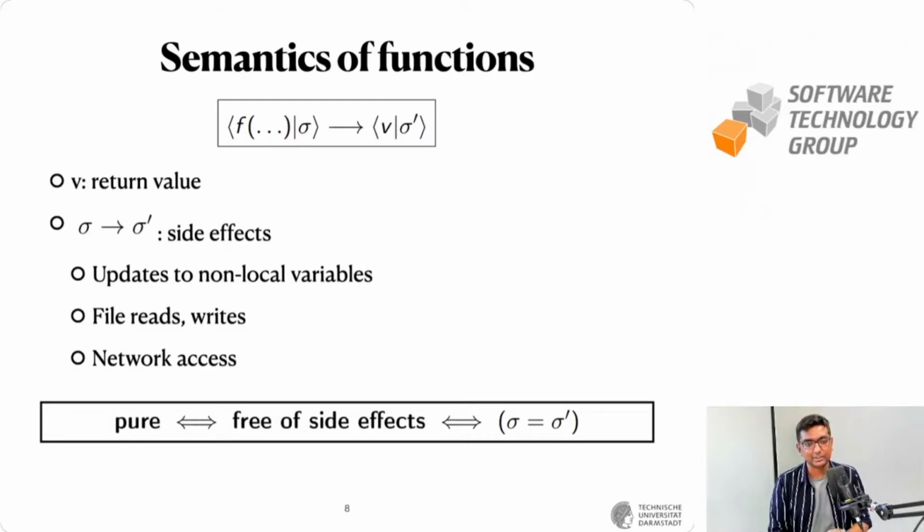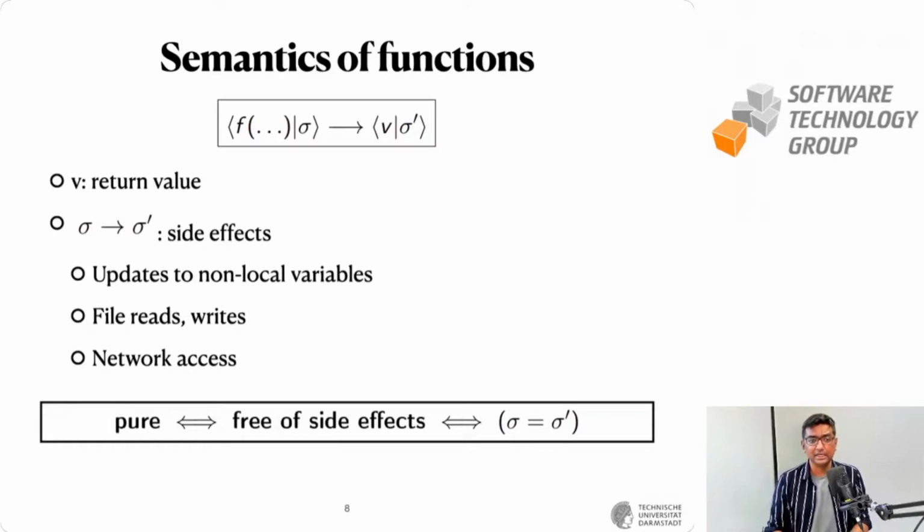The semantics looks something like this. A function with any number of parameters in the state sigma is evaluated to v, and the state changes to sigma star based on whatever your function does to the state of the program while it is executing, right? Formally, sigma to sigma star is defined as the side effect. The side effect could be updates to non-local variables, as we saw before. It can be file reads and file writes, which changes the state of files which are outside the program. It can also be network accesses, which has a side effect on something completely outside your system itself.